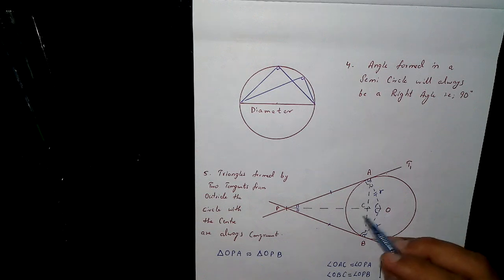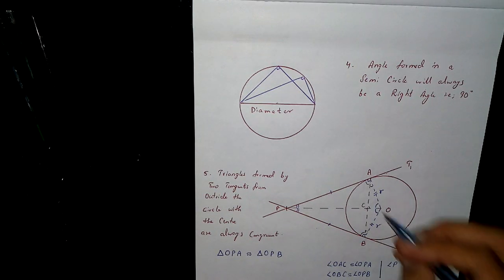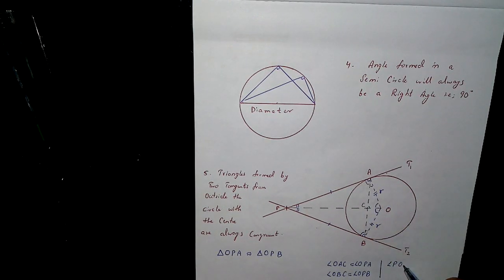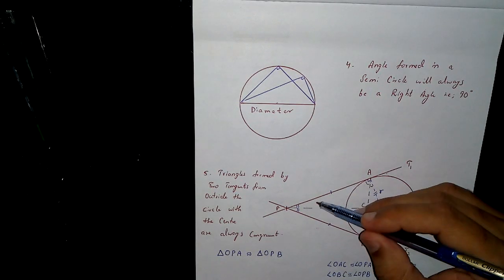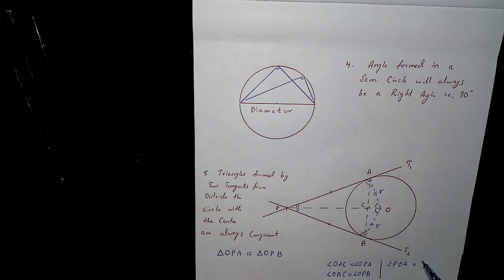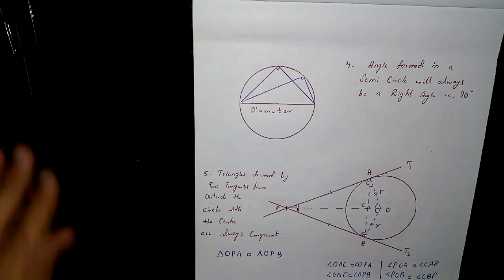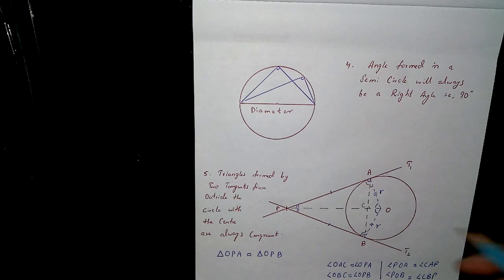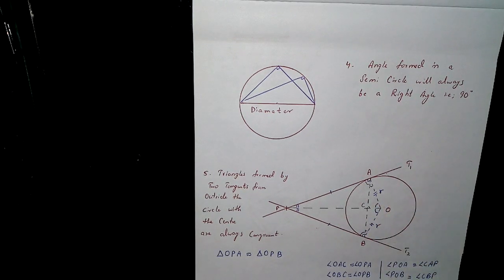So this angle is POB, angle POA is basically equal to CAP, and just like that POB will be congruent to angle CBP. So these can basically be proved by using simple triangle properties, that the sum of the angles is always 90 degrees and nothing more than that.